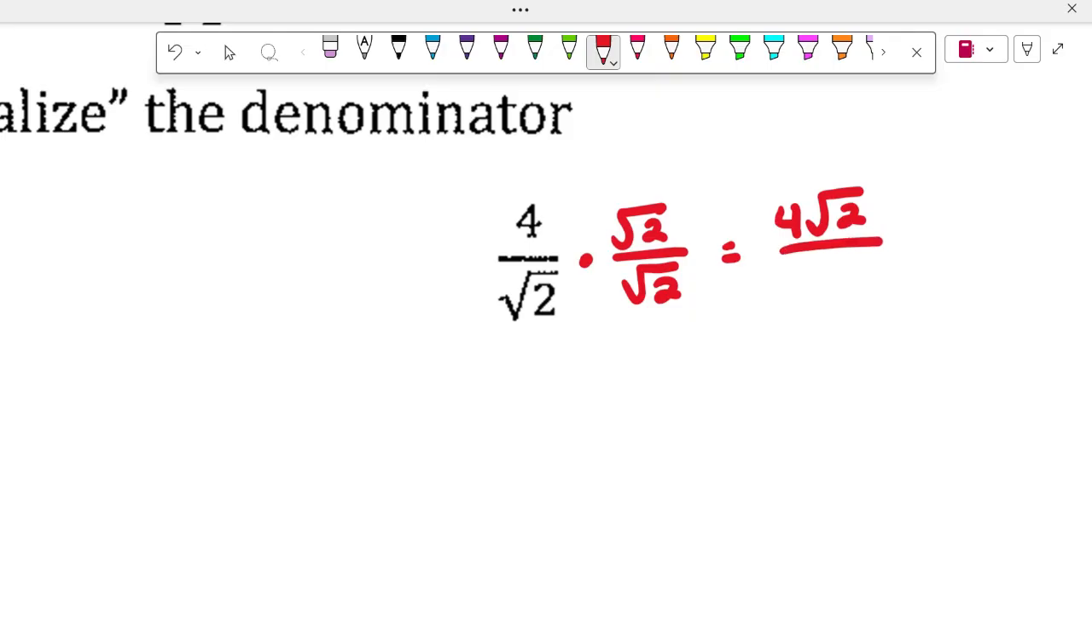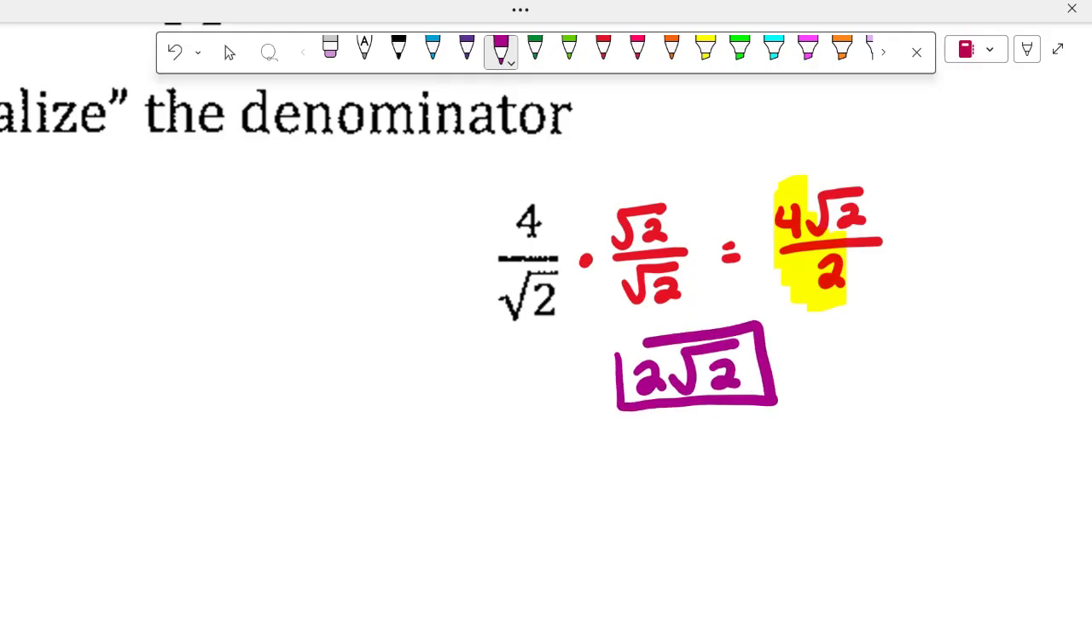What's the square root of 2 times the square root of 2? 2. Now, am I done simplifying? No. Why? 4 over 2, that fraction can be simplified to what? 2 square root 2. 4 divided by 2 is 2. So that's my answer.